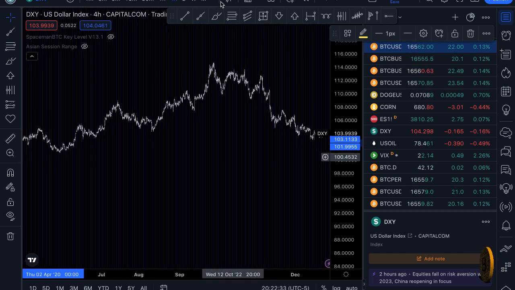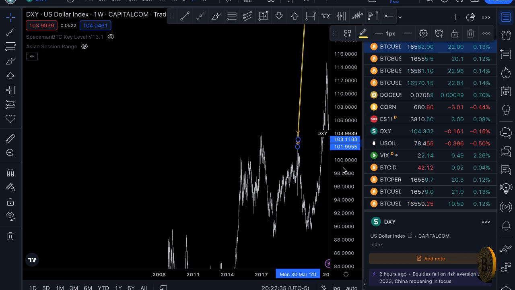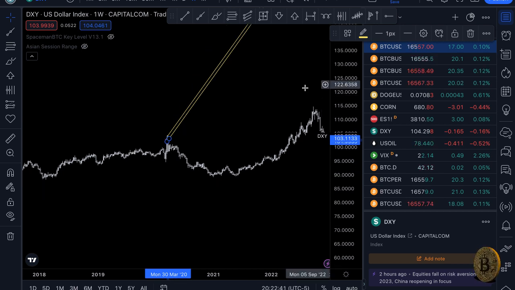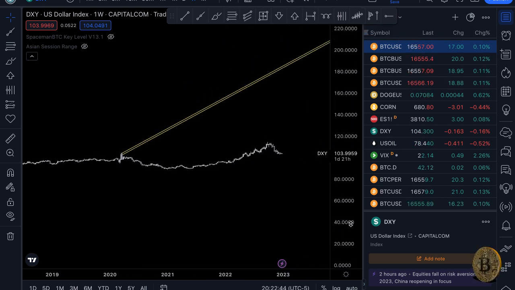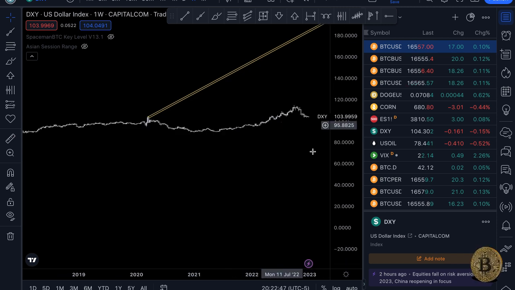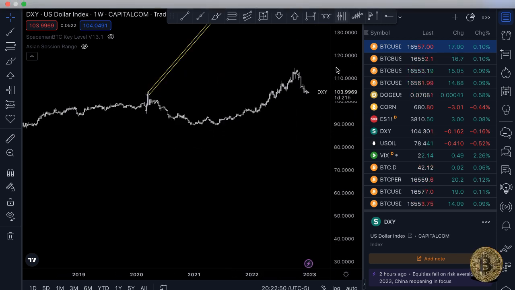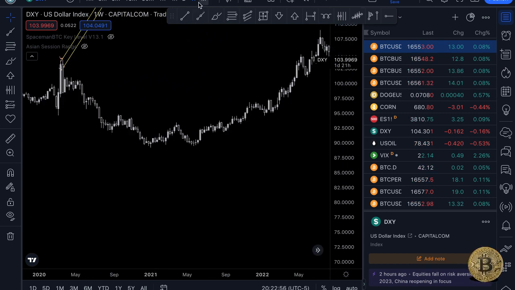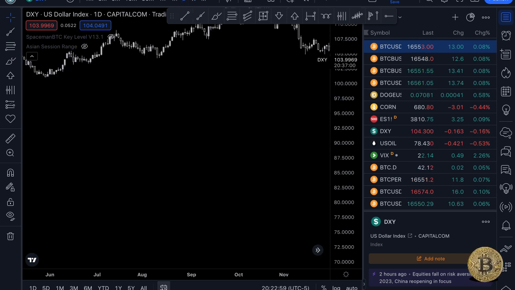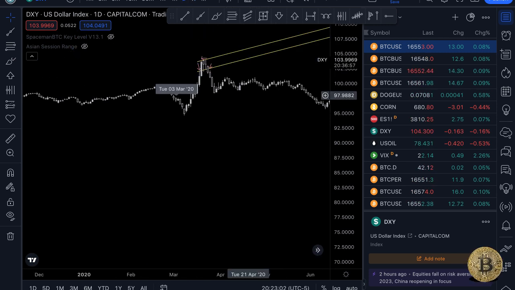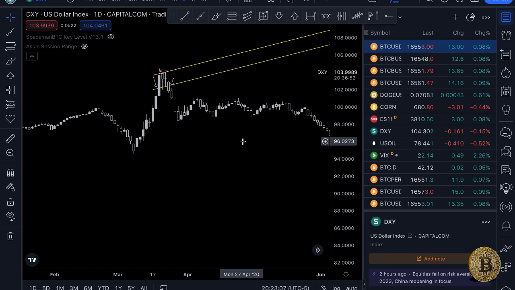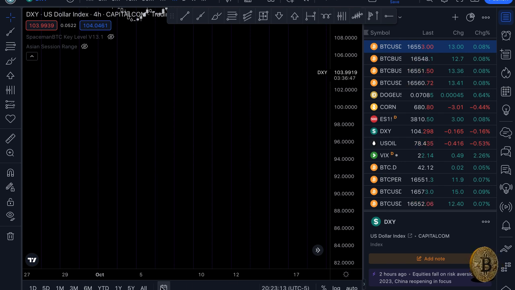So we're back on the high time frame. You can see that this line is predicting a ridiculous, somewhat ridiculous target. Who knows? That would be an epic run on the dollar. So if we come back down to the daily, we zap back to that date there. We can maybe go on the 4 hour here.